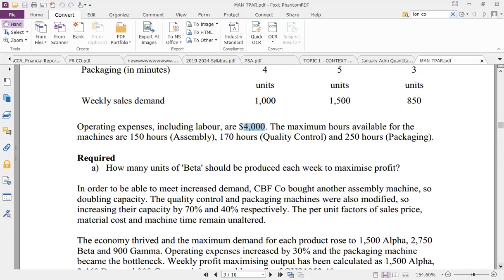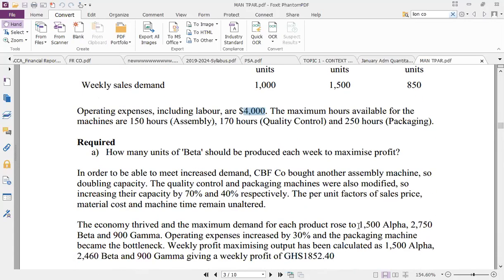Packaging time. Let's go and see the question. They are saying, according to the first paragraph, second sentence, the quality control and packaging machines were also modified, increasing the capacity by 70 and 40 respectively. So which one is for packaging? Packaging increased by how much? 40. I like that.